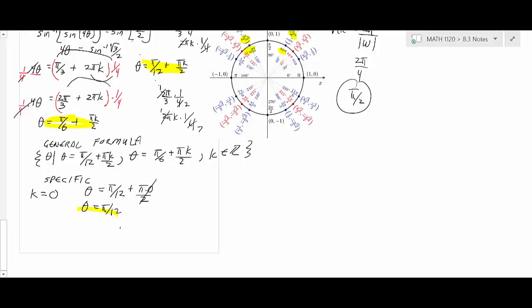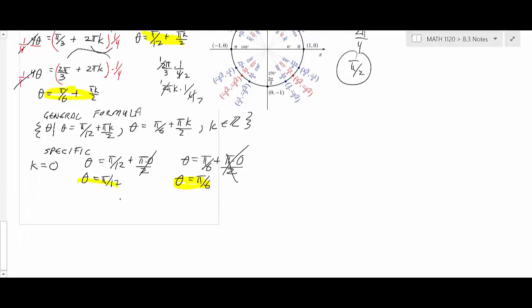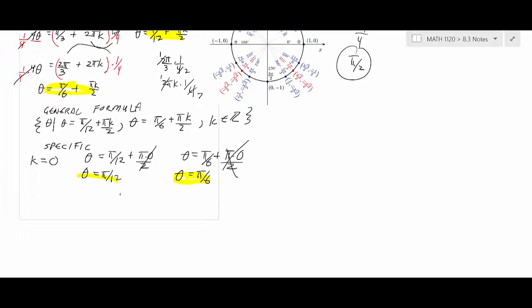Now we go to this second part here. We're going to do theta equals pi over 6 plus pi times 0 over 2. That crosses out. Answer number 2 is pi over 6. Both of those angles are in quadrant 1. That's 2 answers, so we just have to push on. There's a lot more answers on this problem. Now I'm going to do this one more time, then I'm going to help you find a pattern on this.